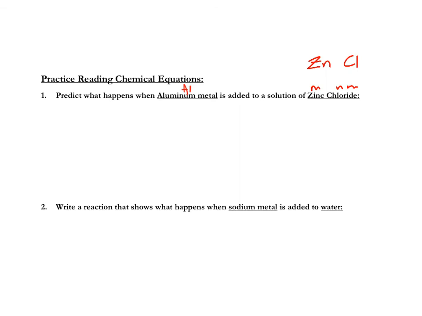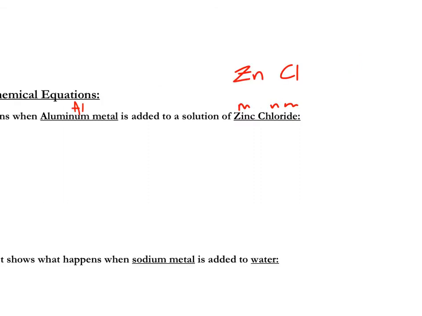So when you take a look at your periodic table and find zinc, you'll notice that it's a transition metal. So I'm going to give you the charge of zinc. Zinc is going to have a +2 charge. Chlorine, like we know, is a -1 charge. So the formula for zinc chloride, when I crisscross the charges, would be Zn1Cl2, zinc chloride.